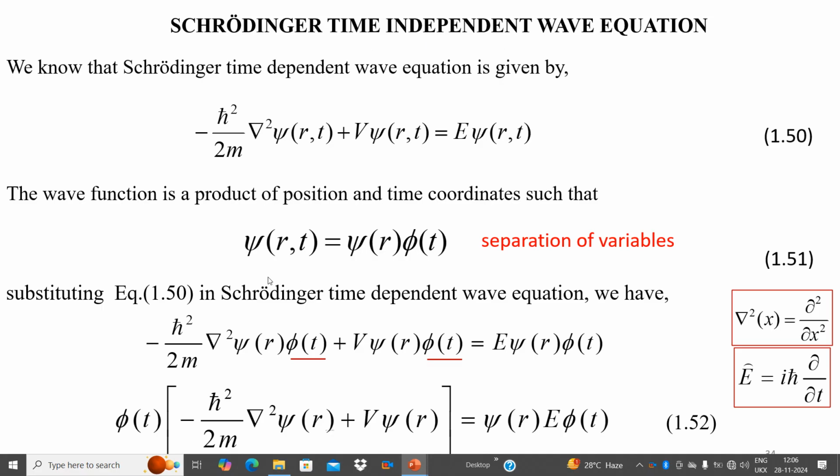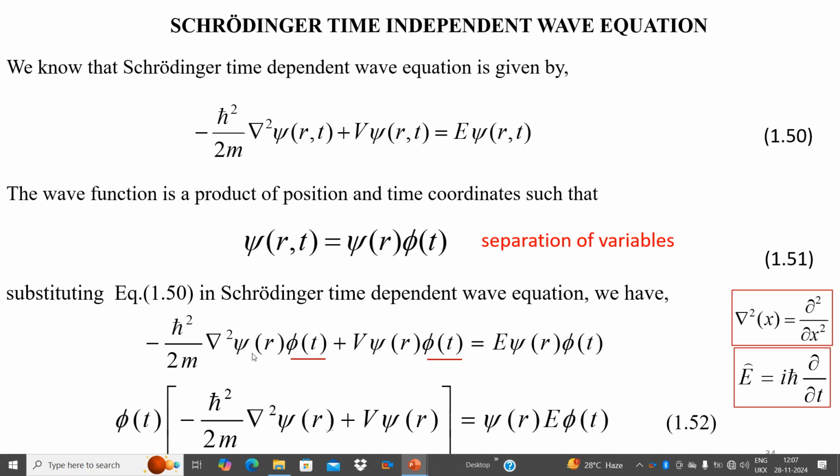Now just substitute this in the Schrödinger time dependent wave equation. Instead of psi of r, t, we are going to substitute psi of r, phi of t, so we will get this equation. Now as we know, del is nothing but partial d by dx, so del squared in one dimension is nothing but partial d squared by dx squared. So del depends on x, whereas the right hand side E depends on t. V also depends only on x.